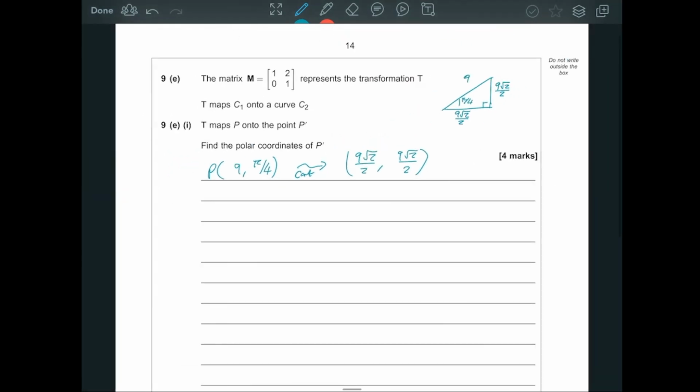And then we can hit it with the matrix M. So let's do the transformation. So we're going to multiply that. So I've got that 9 root 2 by 2, 9 root 2 by 2 set next to here. So that's going to be one of them plus two of them. So it's going to be three of them. That's going to be 27 root 2 by 2. And the y coordinate is unchanged. Let's try and put my bracket in the right place.